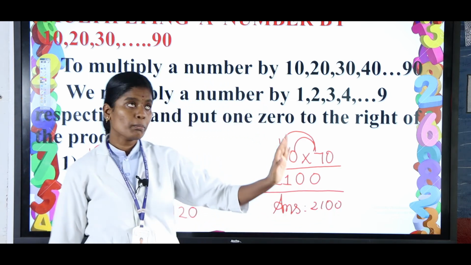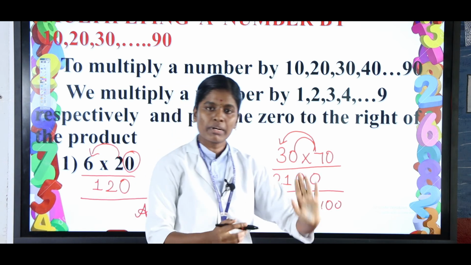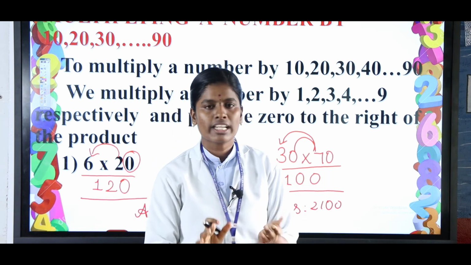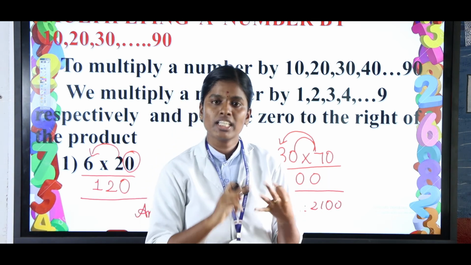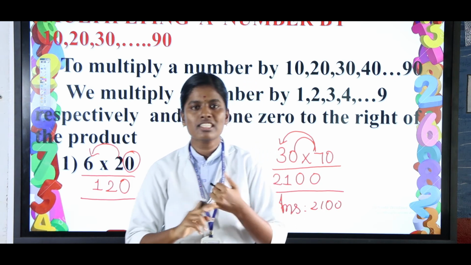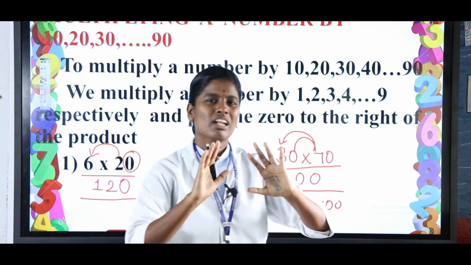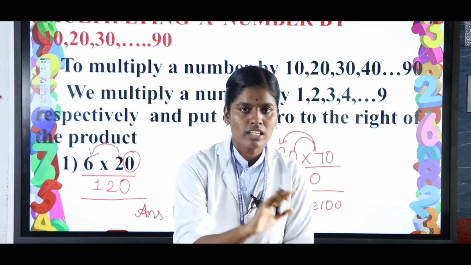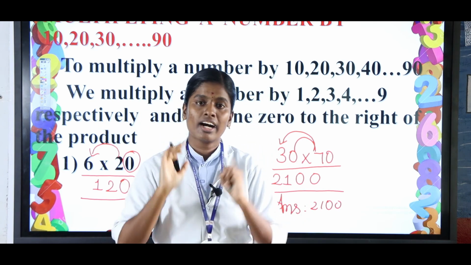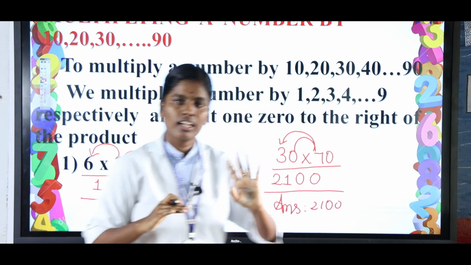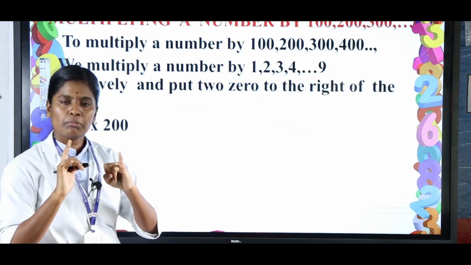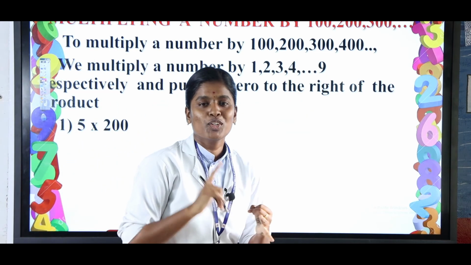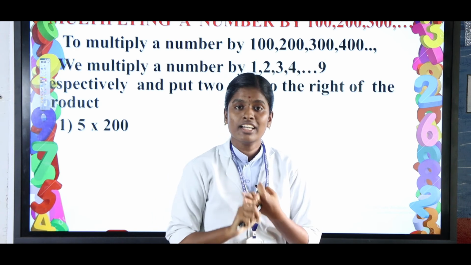The topic name is multiplying a number by tens form. So already you know the tens form: 10, 20, 30, 40, 50, 60, 70, and it goes on like that up to 90. Next we will see multiplying a number by 100, 200, 300 like that.